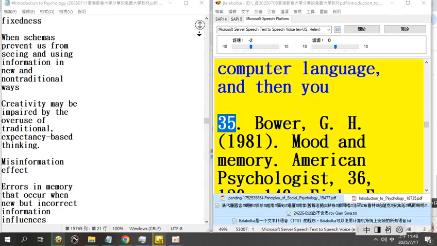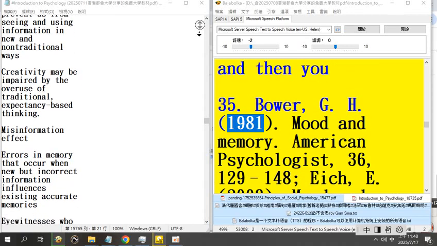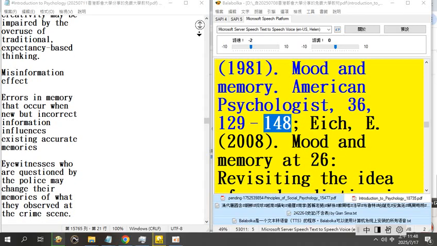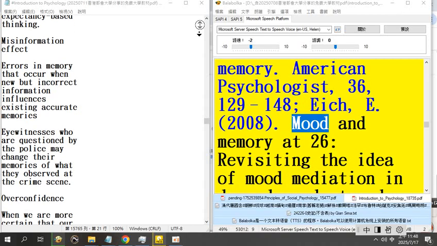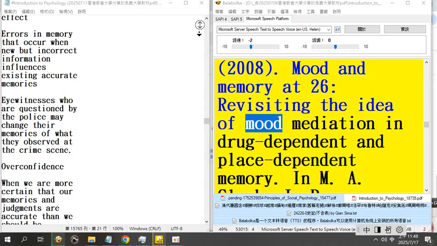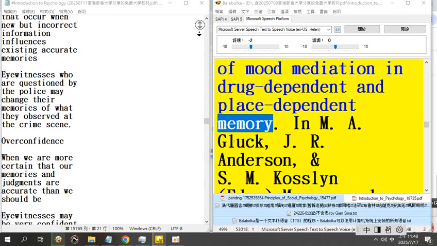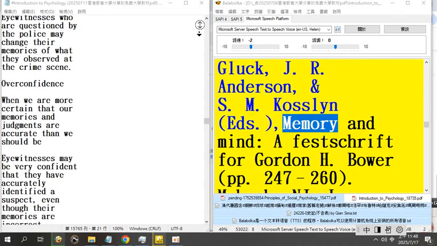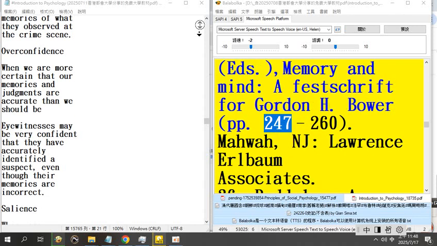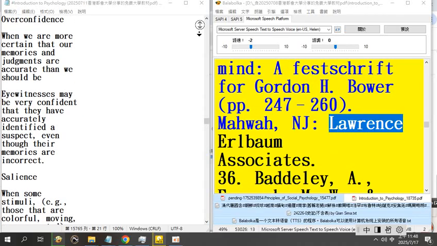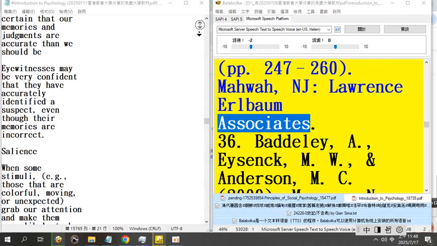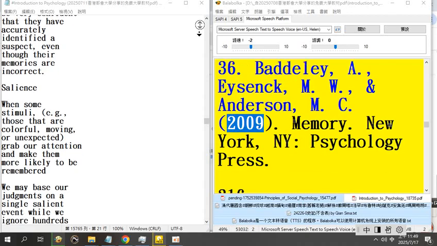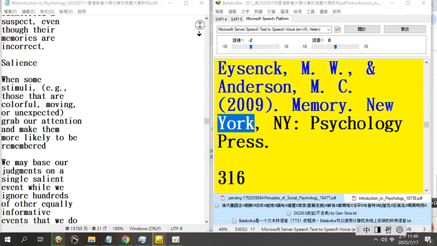35. Bower, G. H. 1981. Mood and Memory. American Psychologist, 36, 129-148. Eich, E. 2008. Mood and Memory at 26: Revisiting the idea of mood mediation in drug-dependent and place-dependent memory. In M. A. Gluck, J. R. Anderson, and S. M. Kosslyn, eds., Memory and Mind: A Festschrift for Gordon H. Bower, pages 247-60. Mahwah, NJ: Lawrence Erlbaum Associates. 36. Baddeley, A., Eysenck, M. W., and Anderson, M. C. 2009. Memory. New York, NY: Psychology Press.